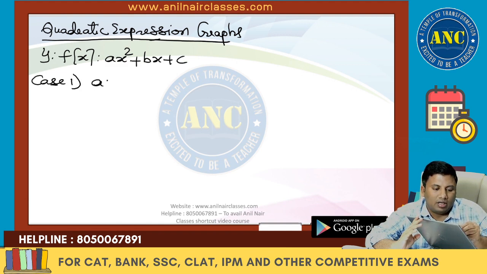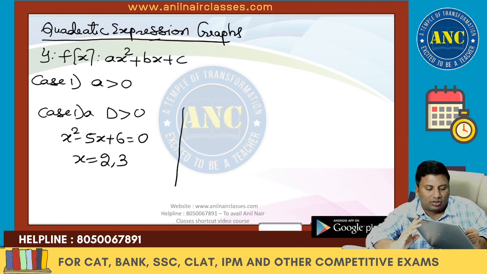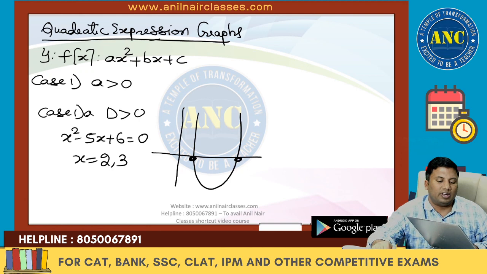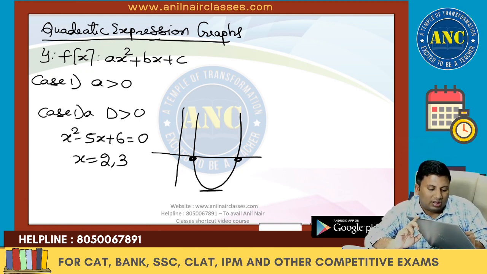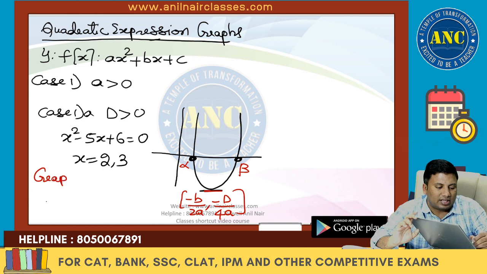Case number 1. a is greater than 0. Case 1a. D is greater than 0. x square minus 5x plus 6 equivalent to 0. x equivalent to 2 comma 3. It will touch the axis here. Write 2 comma 3. This is alpha. This is beta. This is nothing but minus b by 2a and it is minus d by 4a.